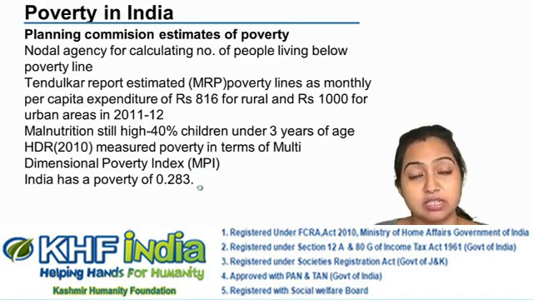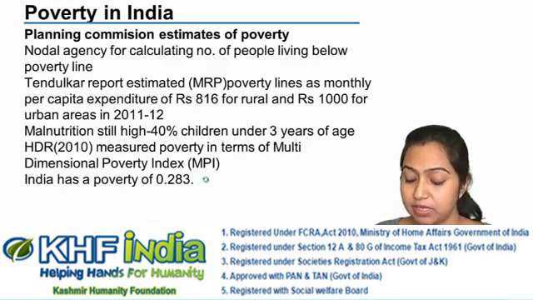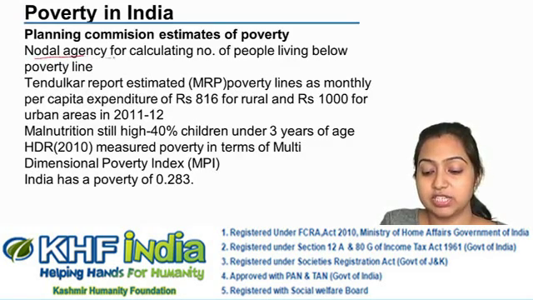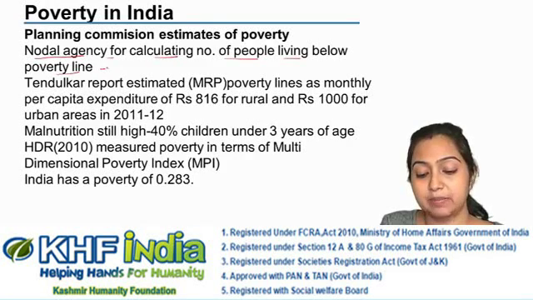Planning Commission is the body that estimates poverty in India with the help of the data provided by NSSO. The nodal agency for calculating the number of people living below poverty line is Planning Commission.